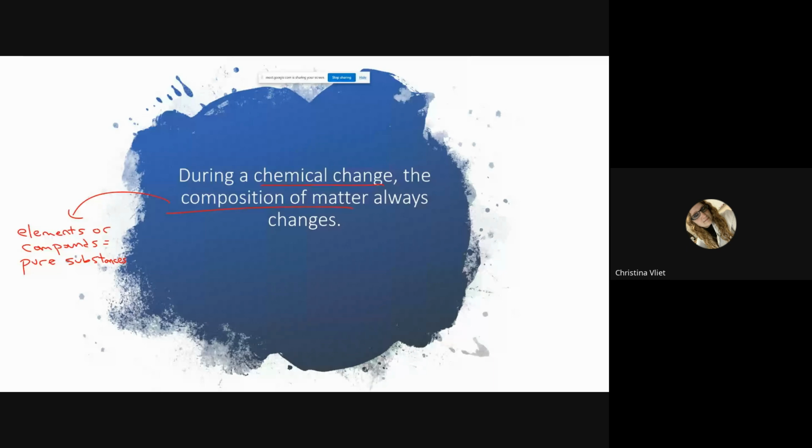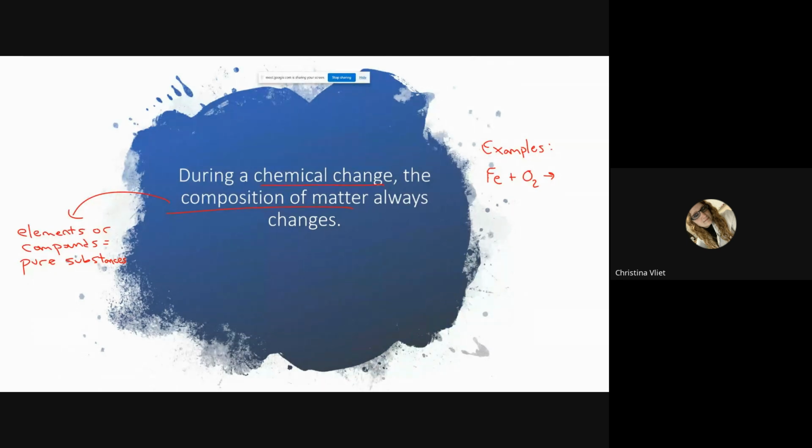And so some examples. During a chemical change, the composition of matter always changes. You could have this. This is Fe. What element is that? Iron. And then O2 is oxygen. So if I oxidize iron, that's actually called the reaction of rust.